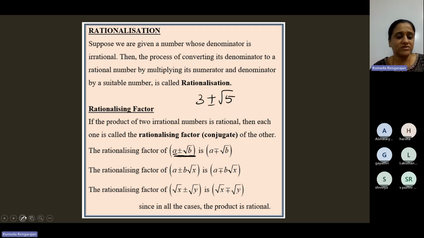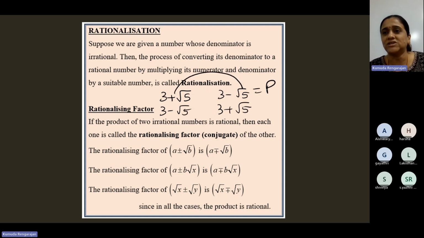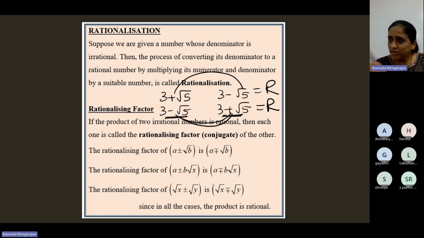An example is 3 plus root 5. The rationalizing factor of 3 plus root 5 is 3 minus root 5, and the rationalizing factor of 3 minus root 5 is 3 plus root 5. Why? Because when you multiply these two, each of which is irrational, the product is a rational number. So they are the conjugates of one another, or the rationalizing factors of each other.